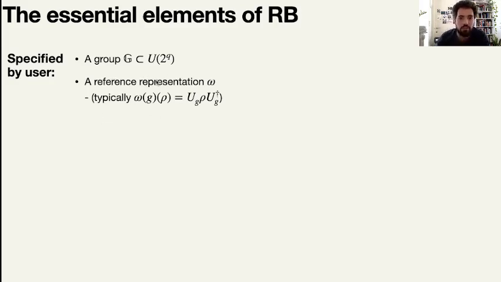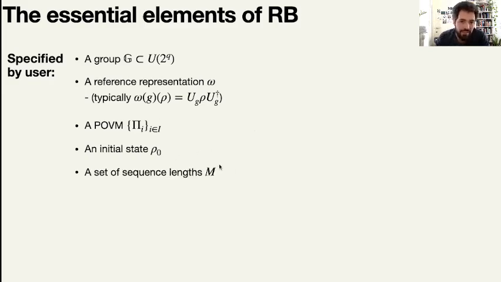And typically you don't even really think about it, it's just the normal UU dagger, where U is the circuit associated to your group element G. But it could in principle be something else, and people have done randomized benchmarking with other types of representations, so we're going to leave it open. Then there's a POVM that you measure at the end. This isn't really super important, but we have to specify it. There's also an initial state. And then there's also a set of sequence lengths, where you are going to gather your data.